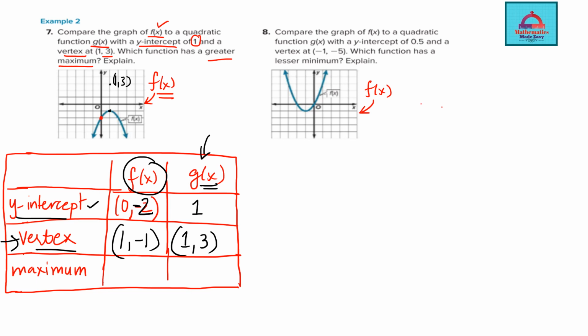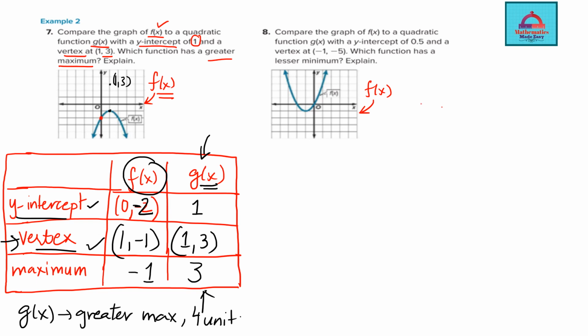1, 2, 3, 4. So this one has a maximum y value of 3 and this one has a value of minus 1. So which one is more? Definitely this one. So the answer is the function which has the greater maximum is g(x), and that is coming from the coordinates of the vertex. If you see the two vertices, the vertex here is higher for g(x). Higher by how many units? It is 4 units greater. So definitely the answer here is g(x). Okay, that's how you do it.